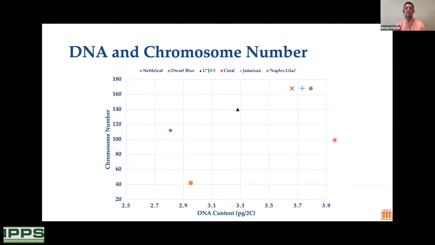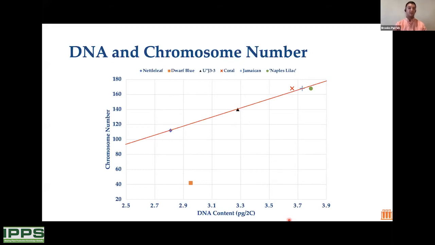So this is a plot of our DNA content on the x-axis and chromosome number on the y-axis. We can see the positive correlation between DNA content and chromosome number, which will allow us to use this data to be able to infer the chromosome number of future selections. We can simply know that we have this linear increase in DNA content as we increase chromosome number.